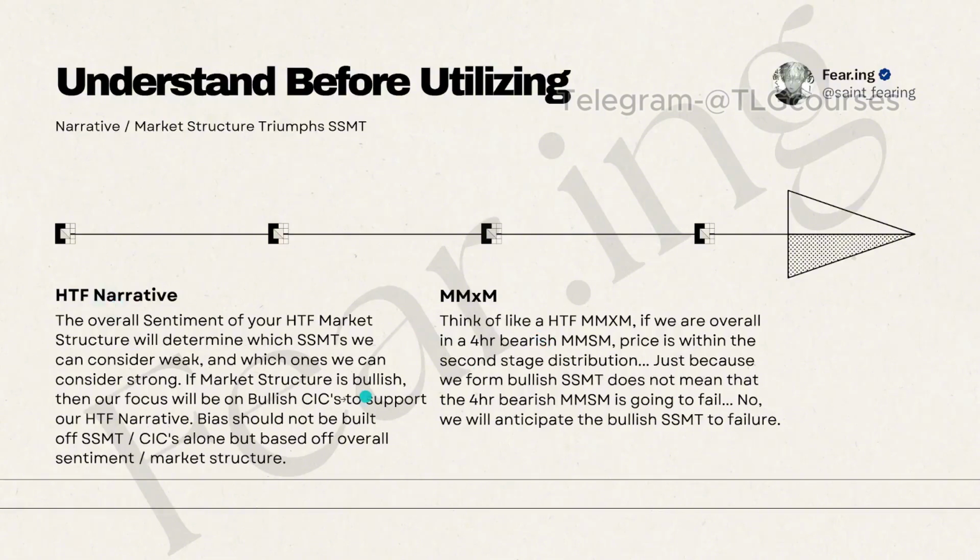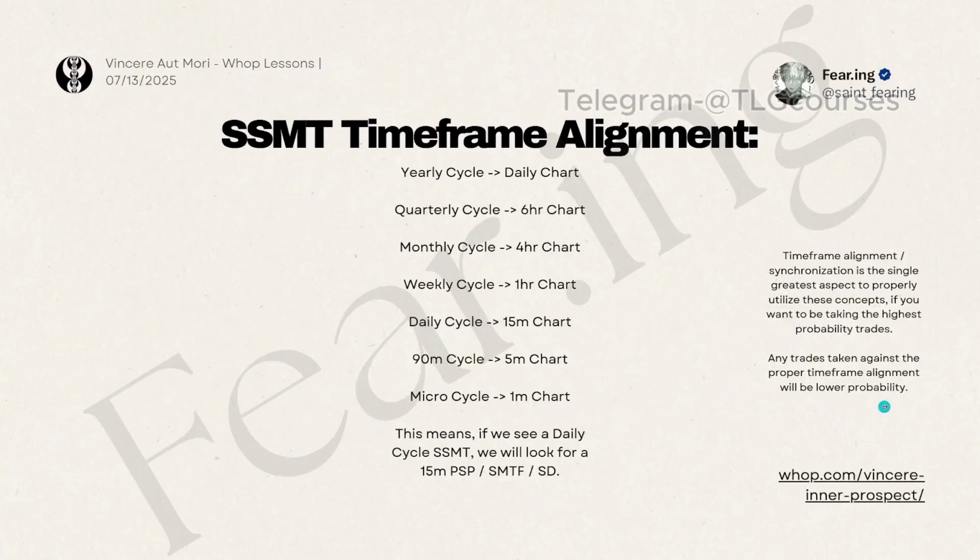So in summary, bias should not be built off sequential SMT cracks and correlations alone, but instead built off of overall market sentiment and overall higher time frame market structure. Now into time frame alignment. We already talked about this in the time frame alignment video, however, we'll just quickly repeat it. Now, why do we use time frame alignment?